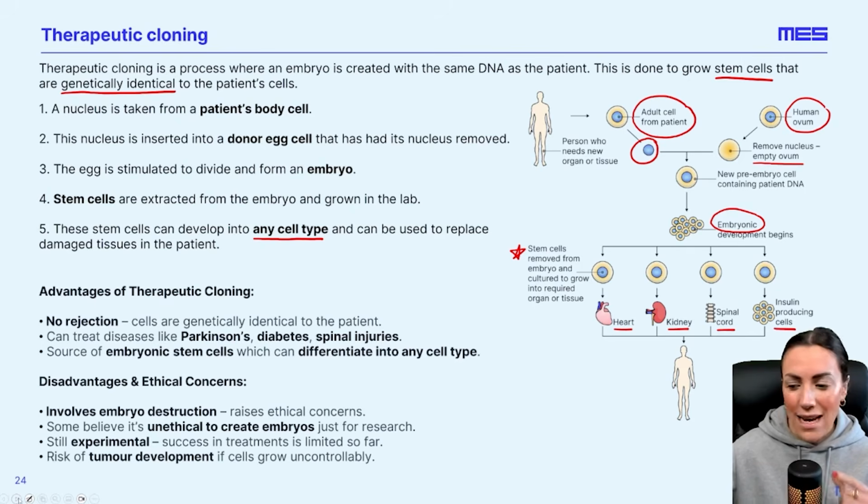Again, just like with other types of stem cells, because the stem cells divide rapidly, when they are put into the patient, there is a risk of tumour development if those stem cells continue to divide uncontrollably. It could lead to tumour development and potentially cancer.